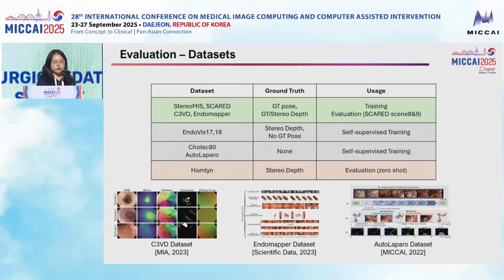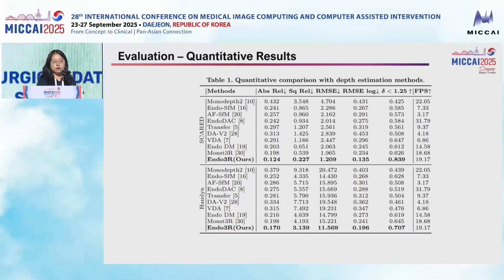Specifically, we use these datasets, both the datasets with ground truth depths and poses, and also the datasets without either depths or poses. For the datasets with the ground truth, we use them for training and evaluation on scenes 8 and 9 of the SCARED dataset. For the datasets without the full labels, we use them for self-supervised training, and we adopt the Hamlyn dataset for zero-shot evaluation. So this is our evaluation results.